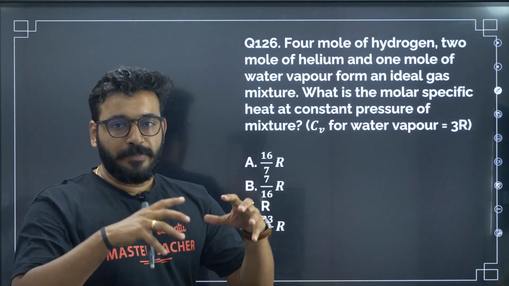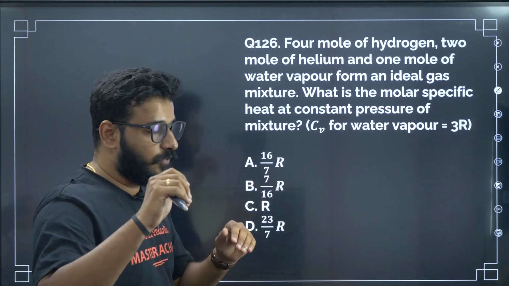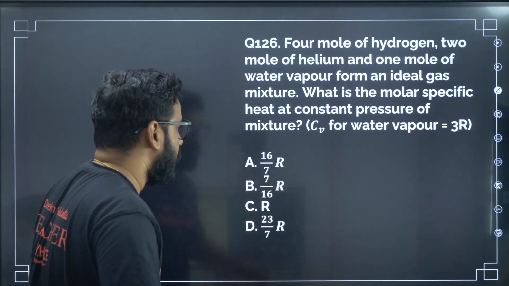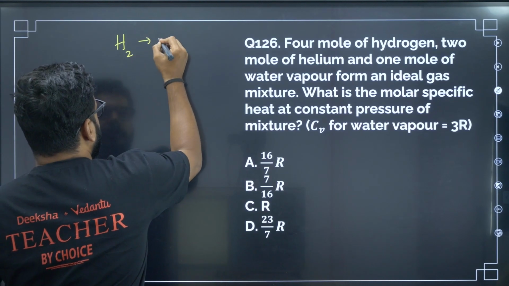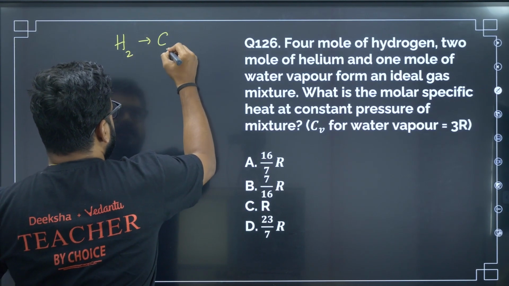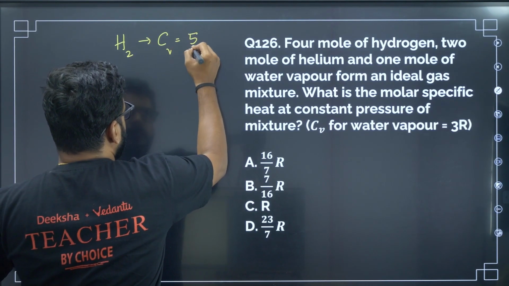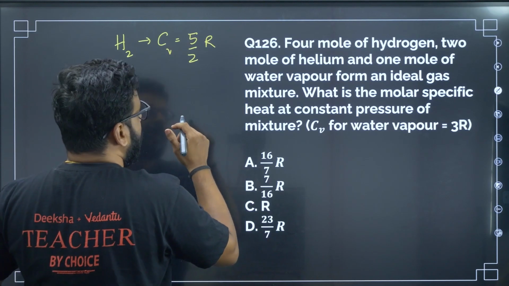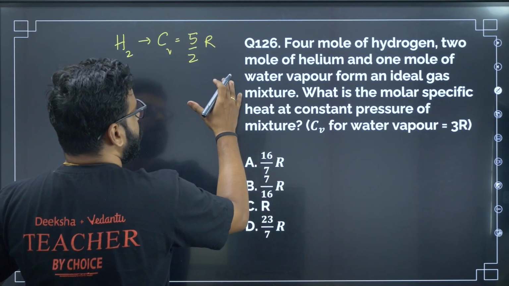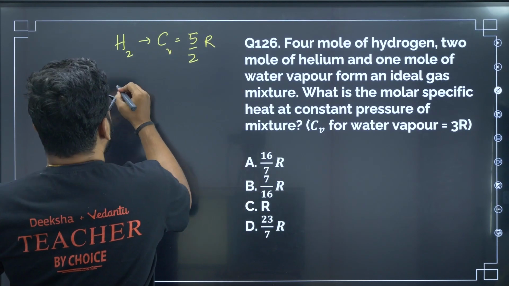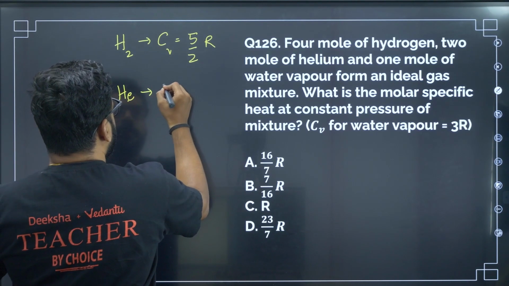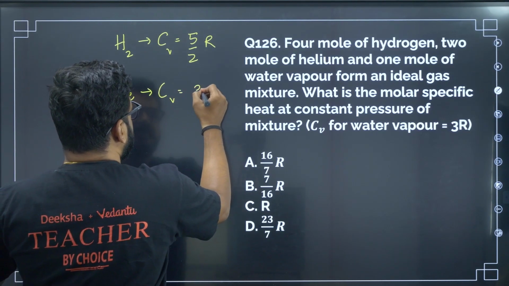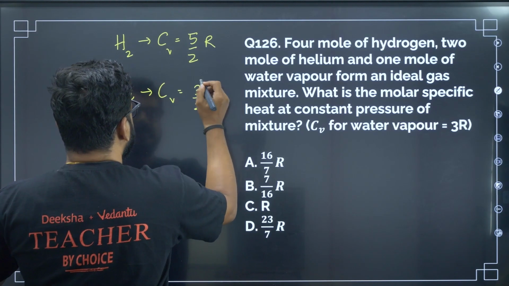So what will happen to the mixture of gas, CV in the mixture? First of all, you need to know CV of each of them. For hydrogen, we have a diatomic molecule, so CV here is actually 5 by 2 R. And then we have helium. Helium is monoatomic, so that is 3 by 2 R.